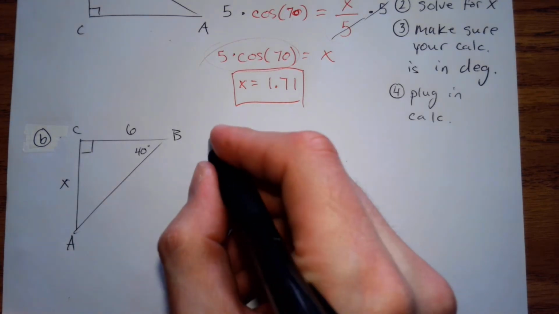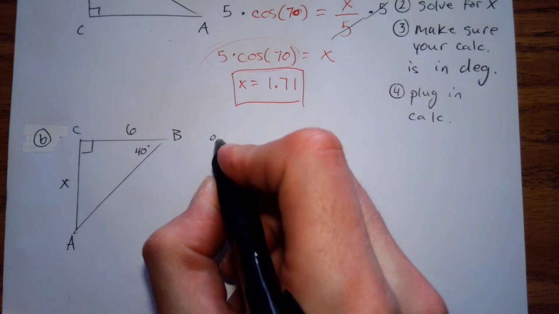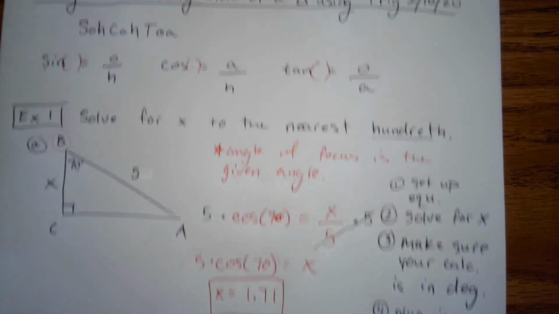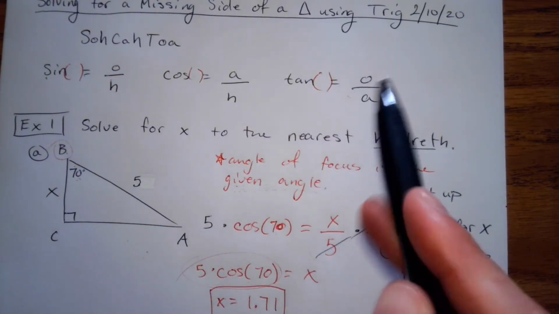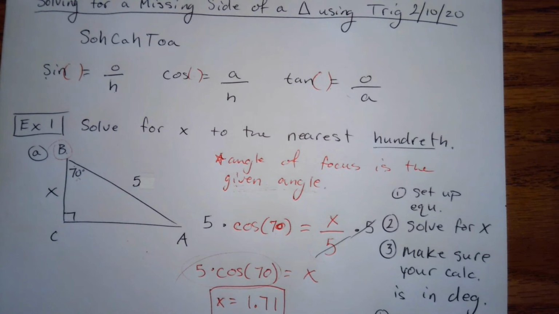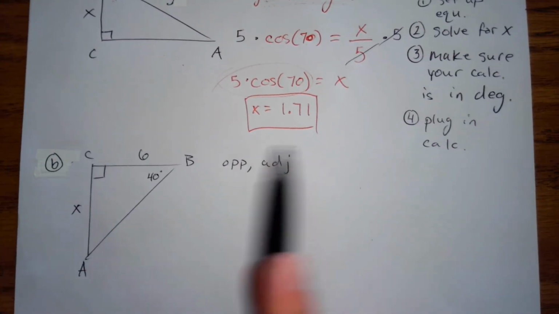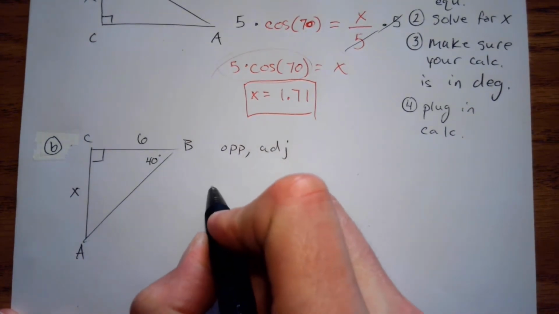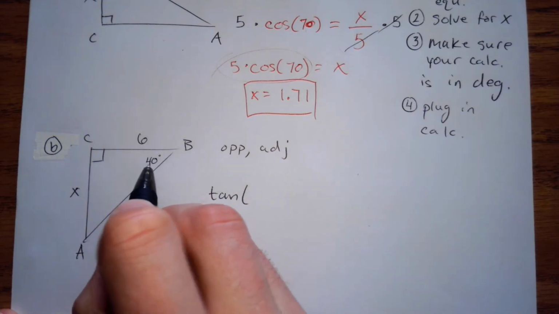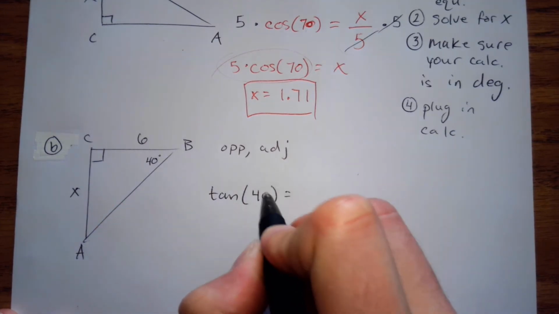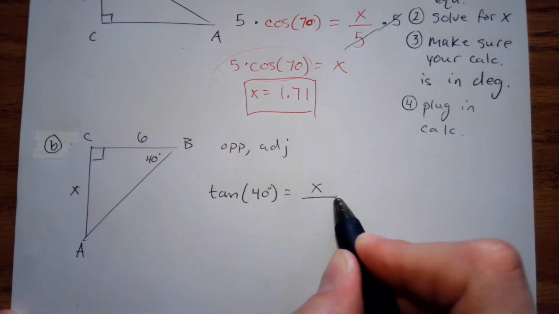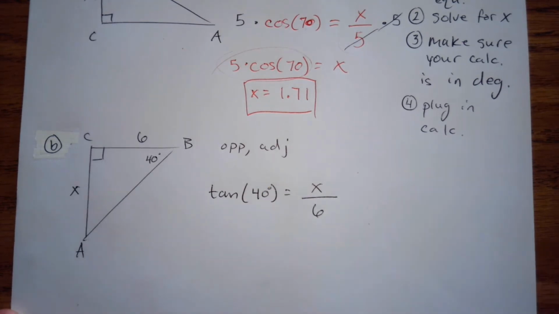So right now, I'm looking for a trig function that deals with opposite and adjacent, and that is tangent. Tangent equals opposite over adjacent. So that's how you choose which trig function. Look at the sides that you're dealing with, in this case opposite and adjacent, and then that tells you to use tangent. So we can say the tangent of the angle of focus, 40 degrees, equals the opposite side, x, over the adjacent side, 6.